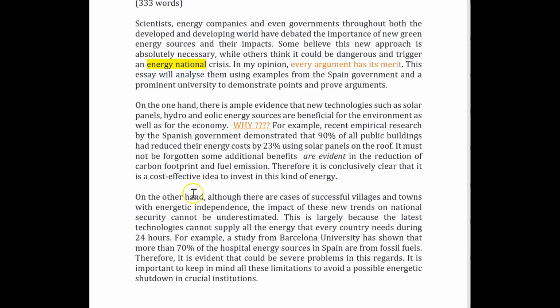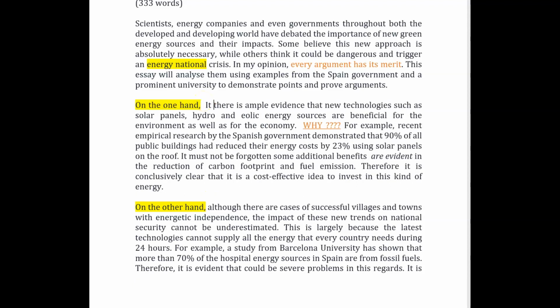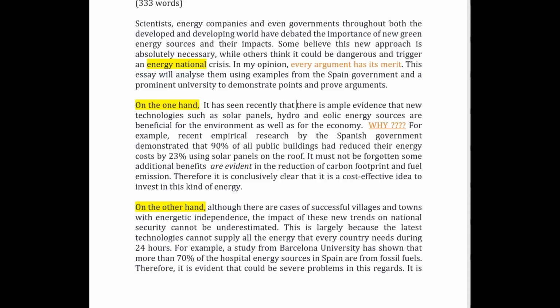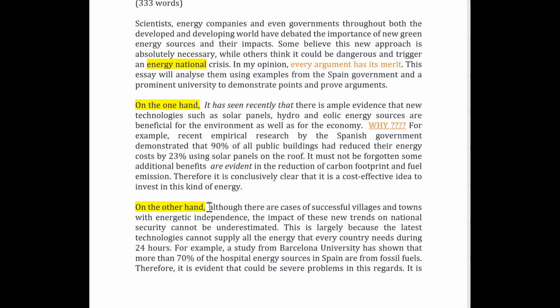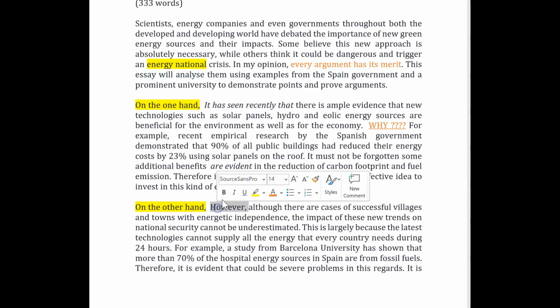On the other hand, although I'm not a big fan of on the one hand, on the other hand. For band 7, you need to show more skill, maybe. So: it has been seen recently that there is ample evidence. That kind of intro to a paragraph is stronger for me. And then you can put however. It looks simple, but actually the flow is much better.